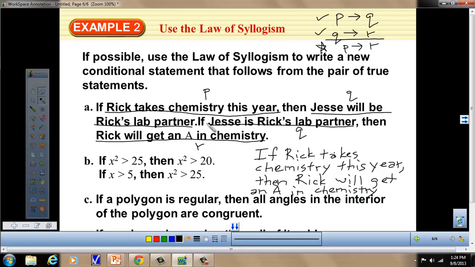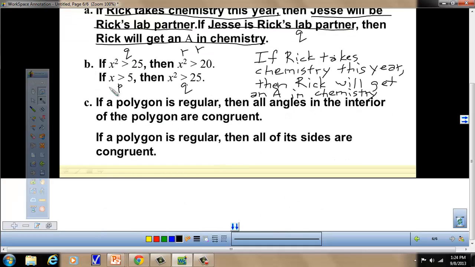Okay. For this next one, it's a little bit tricky. If we look, you want to say this is P and then this is Q, but then this isn't Q. So if we look carefully, these are actually written in a different order. We would say P implies Q, and then this would be my Q again, and that implies R. My final statement for this would be if X is greater than 5, which is my P, and then my R here is then X squared is greater than 20. Okay?